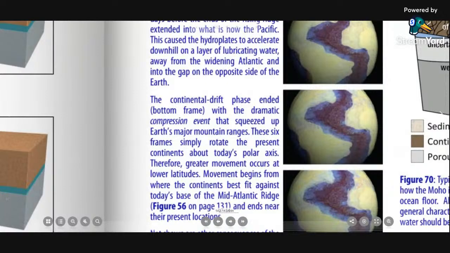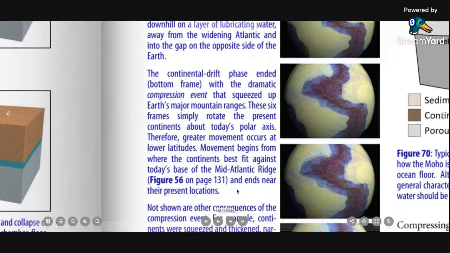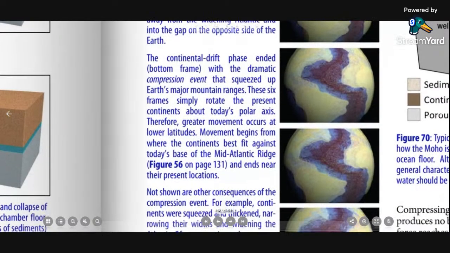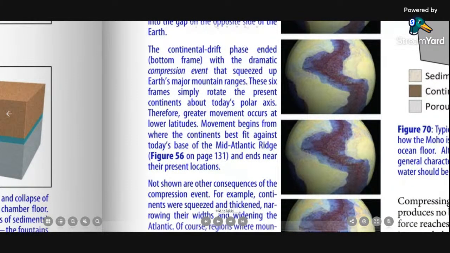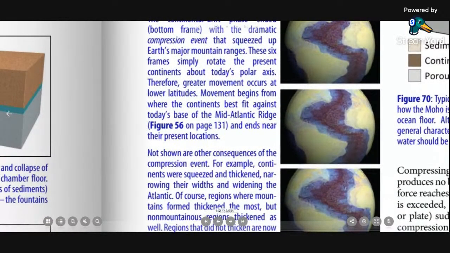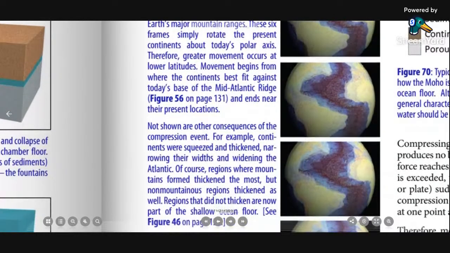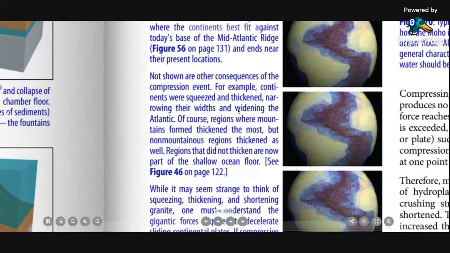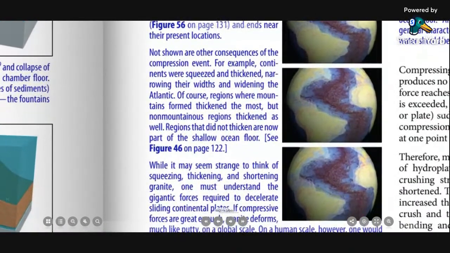The continental drift phase ended with a dramatic compression event that squeezed up Earth's major mountain ranges. These 6 frames simply rotate the present continents about today's polar axis. Therefore, greater movement occurred at lower latitudes. Movement begins from where the continents best fit against today's base of the mid-Atlantic ridge and ends near their present locations. Not shown are other consequences of the compression event.